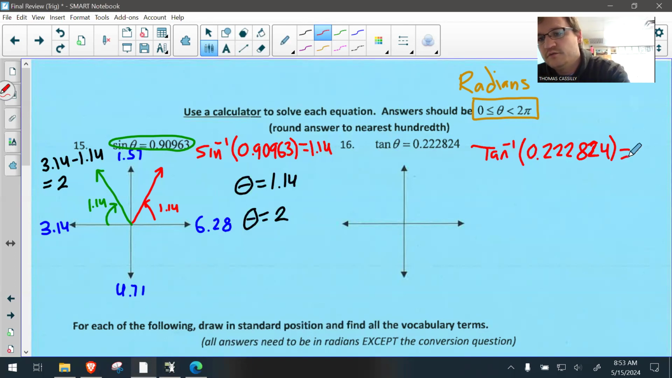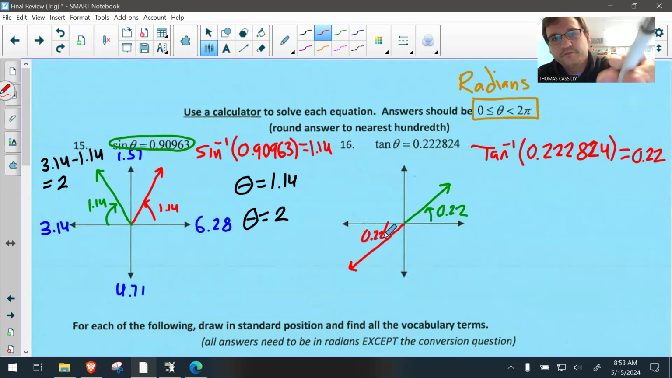219, we call it 0.22. They want us to round to the hundredth, so that's what I'm doing. 0.22 is over here. Right, so here is your 0.22. All right, and it's a tangent. We know tangent is positive in quadrant 1 and quadrant 3. So this is also 0.22 here.